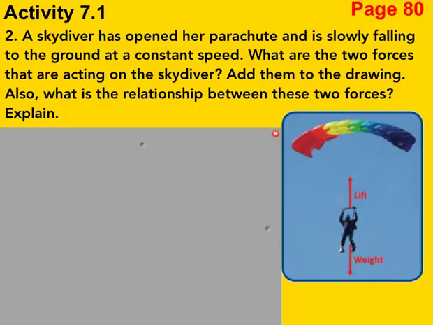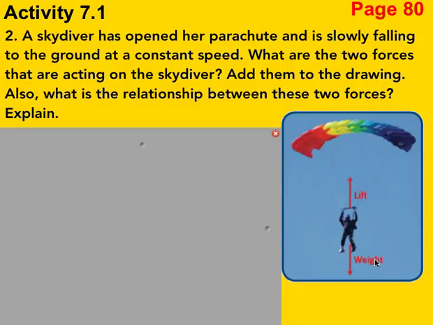So if you look at your book, on the bottom of page 79, it starts. It says, the skydiver has opened her parachute and is slowly falling to the ground at a constant speed. What are the 2 forces acting on the skydiver? Add them to the photograph. Also, what is the relationship between these 2 forces? Explain. Now, first of all, it says add them to the drawing. If you look at your drawing in your book, it has them already. There is lift, and then there's weight.